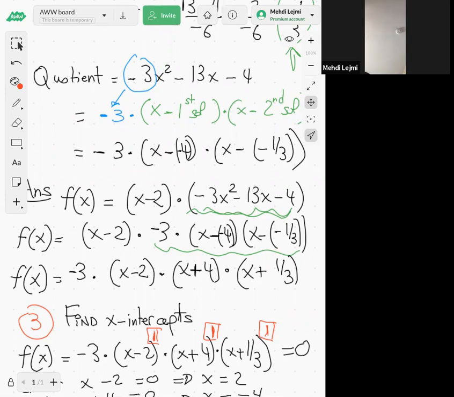So once you get your factorization, then you're done, right? Because that will be our complete factorization of f of x. So if you know how to factor the quadratic function without using the quadratic formula, then it's fine.